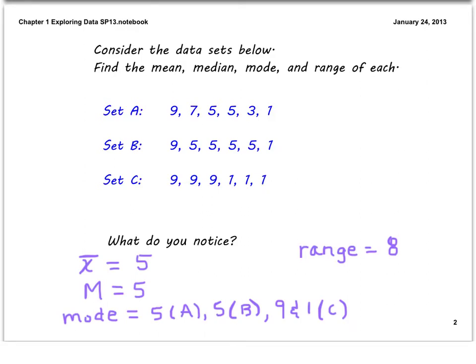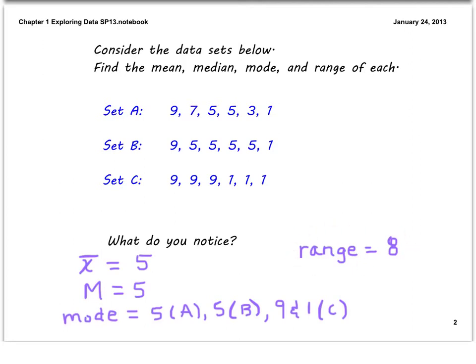So hopefully you saw the following, that the mean of each data set is 5. The median of each data set is 5. The mode of data sets A and B are both 5. However, for set C, because we have 9 and 1 occurring in equal frequencies, they both would be considered the mode. But for all three sets, the range is 8.